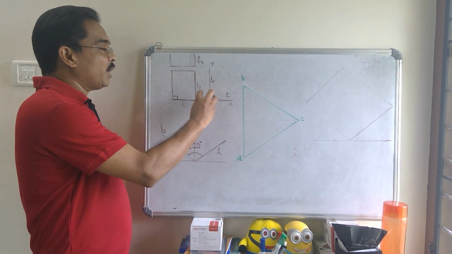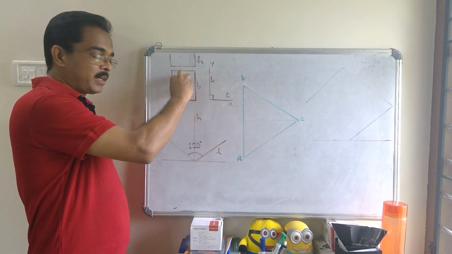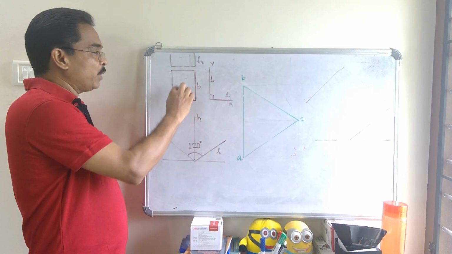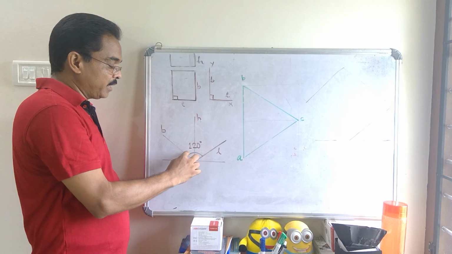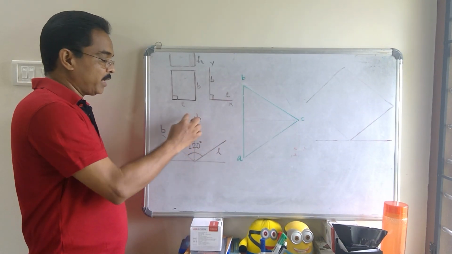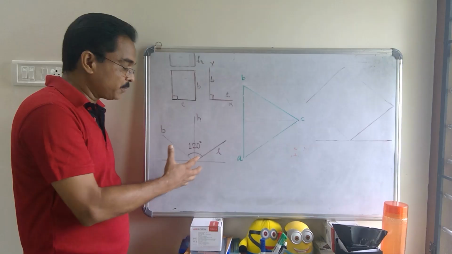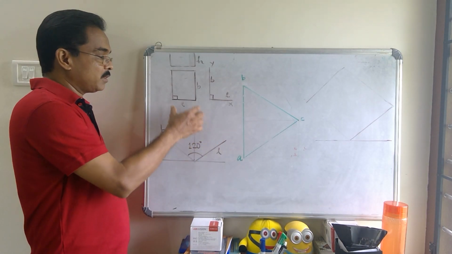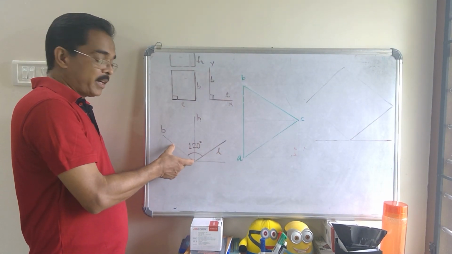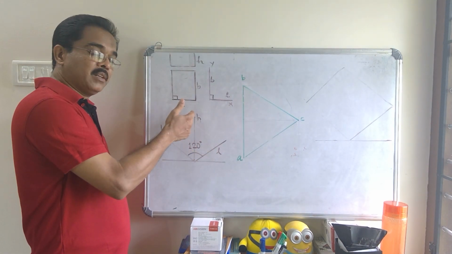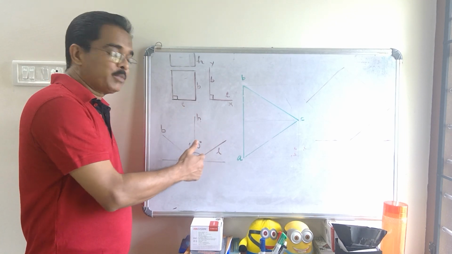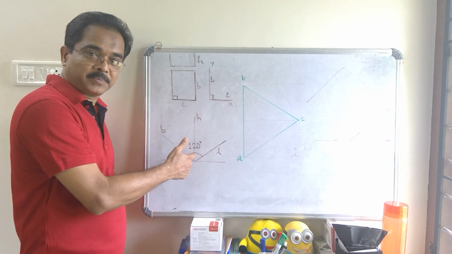Now when we convert this orthographic projection into isometric projection, we change this angle from 90 degrees to 120 degrees, and these three, x, y and z, are the isometric axes. There we mark the length of the solid on the x-axis, breadth on the y-axis and height on the z-axis. So we get all three dimensions on a 2D plane.